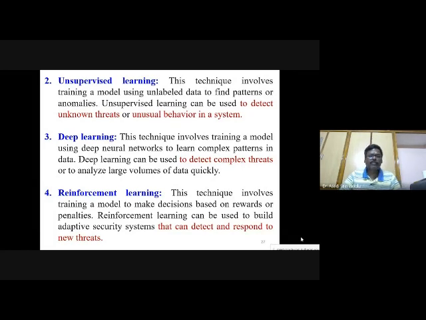Then reinforcement learning. Reinforcement learning is one of the types in the machine learning and deep learning approach. There are three approaches we are using: the supervised learning approach, the unsupervised learning approach, and the reinforcement learning approach. In the reinforcement learning approach, based on punishment and reward, we are solving the problems.